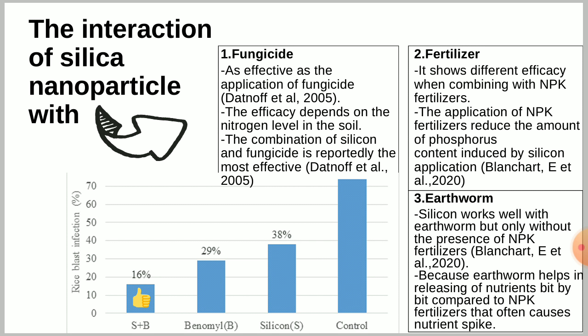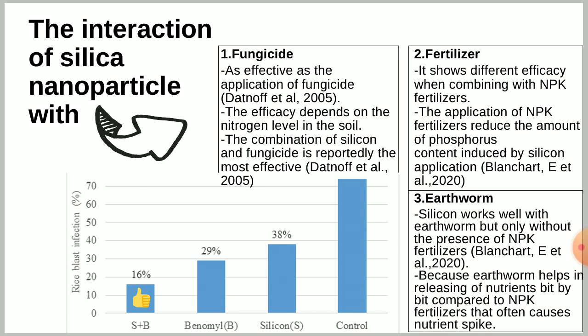Next is the interaction of silica nanoparticle with fertilizer. The interaction shows different efficacy when combining with NPK fertilizers. The application of NPK fertilizers reduces the amount of phosphorus content induced by silicon application. Next, it also causes a spike in nitrogen content that is unfavorable for rice crop to grow because it creates higher risk for rice blast infection. This shows that NPK fertilizer and silica nanoparticle do not work well together.